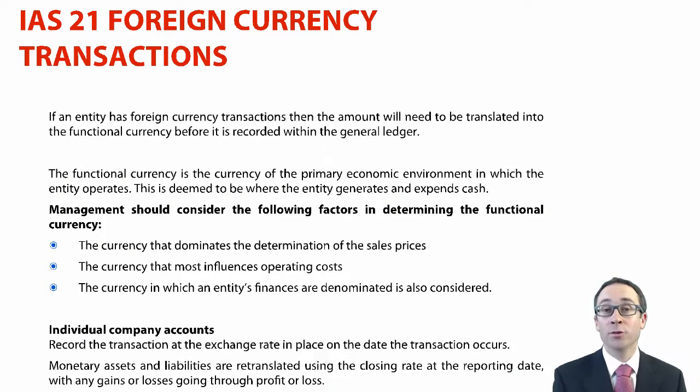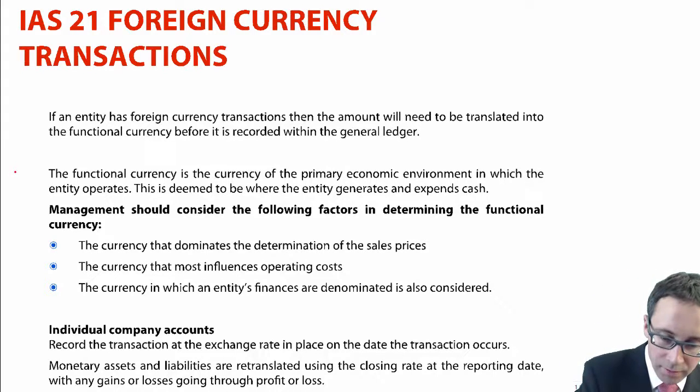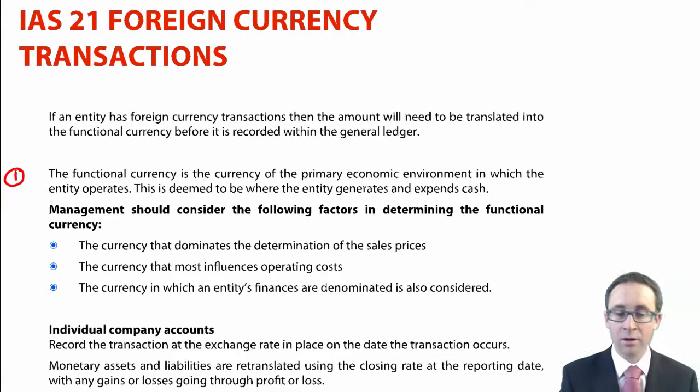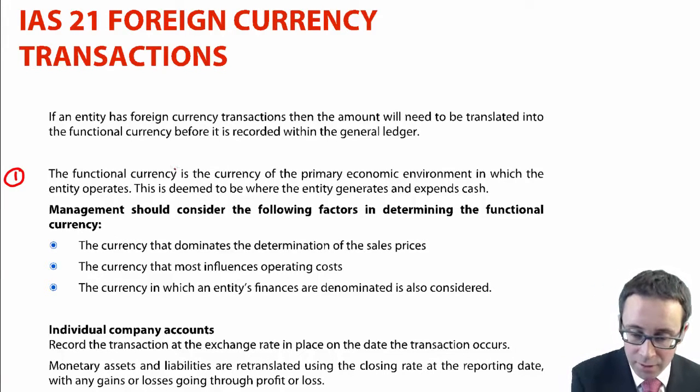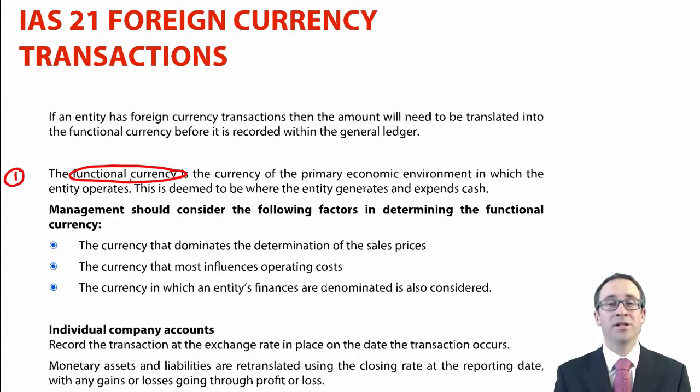Let's go through and have a look at IAS 21. IAS 21 is all about foreign currency transactions and is split into two parts. First of all, we'll need to look at what the standard refers to as the functional currency. To make it simpler, you can think about it as the home currency. So you are based within a particular country. How do you determine what currency you prepare your financial statements in?